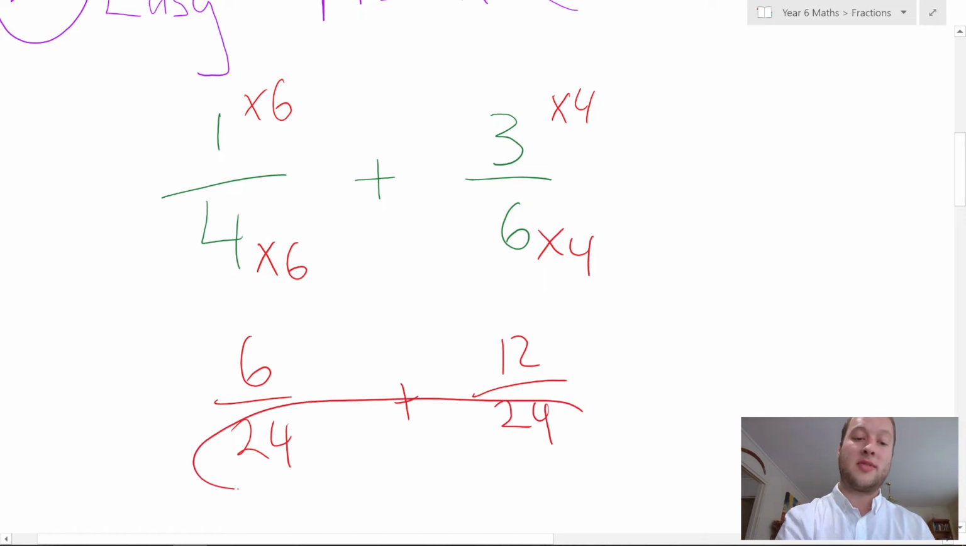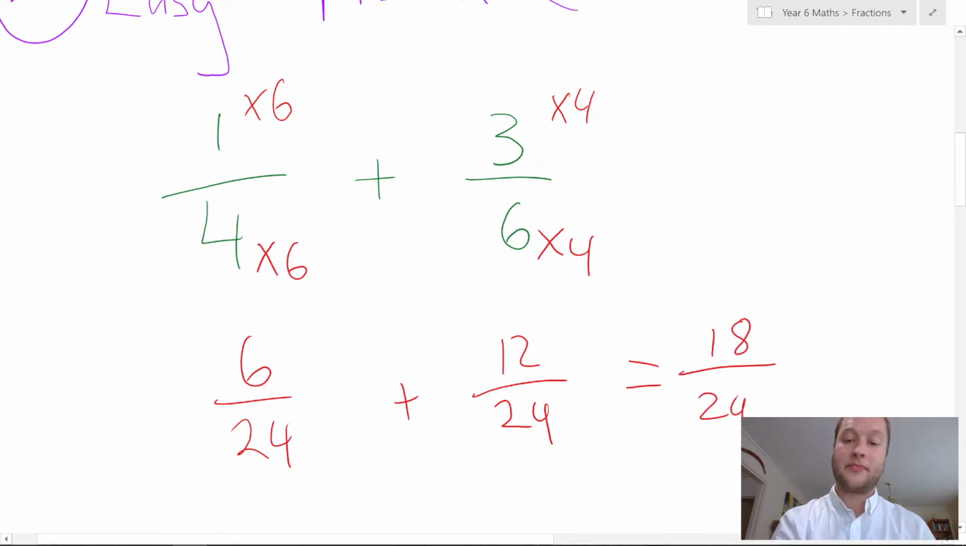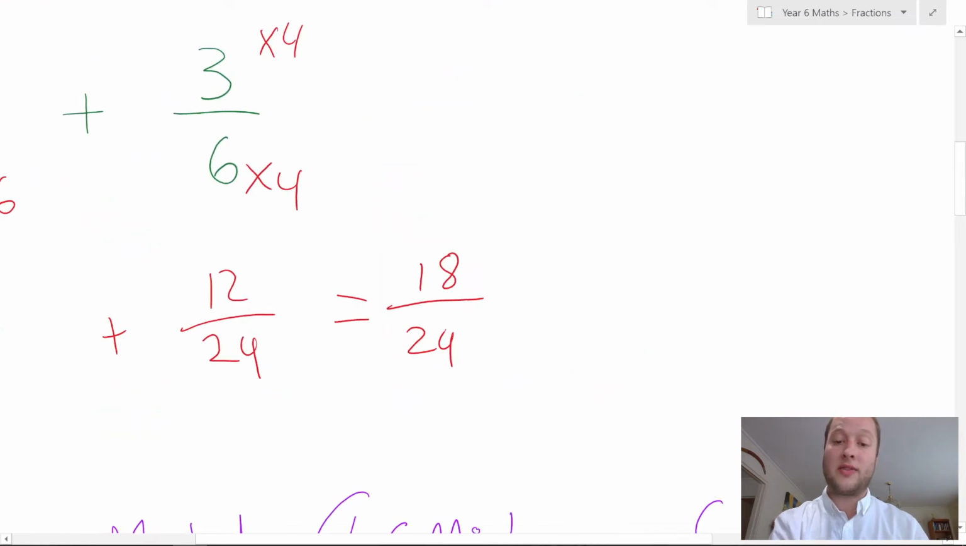The bottom numbers are the same. Now I can add the tops. So 6 plus 12 is 18. The bottom number stays the same. And then the final step is to simplify.